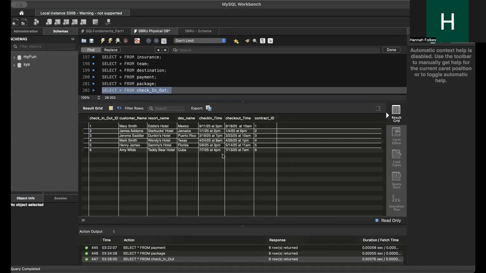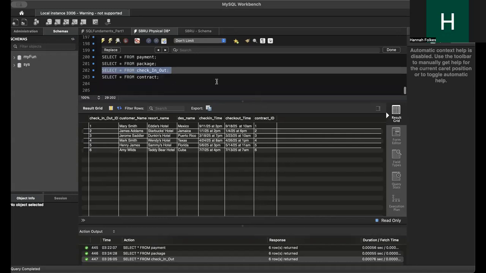And if you're late by an hour with checking in or checking out, then you would receive a $100 fine on your account balance. And the last column we have is the contract ID number.